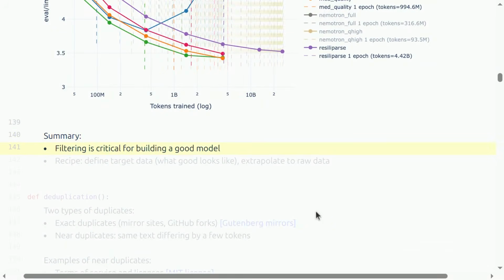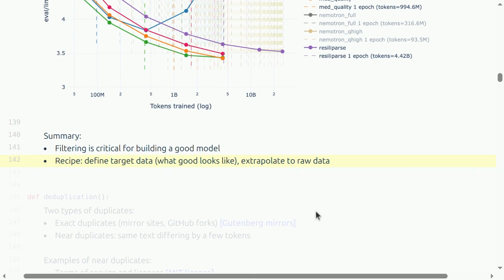So, summary. Filtering is pretty critical for building a good model, especially when you're compute constrained, like most of us. Technically, if you have infinite compute, you don't need to filter, and you can train on everything, and it'll be a giant model. But realistically, everyone has to filter. And the recipe here is to figure out what good data looks like, and then you can train a classifier, and that will extrapolate to the rest of your data.